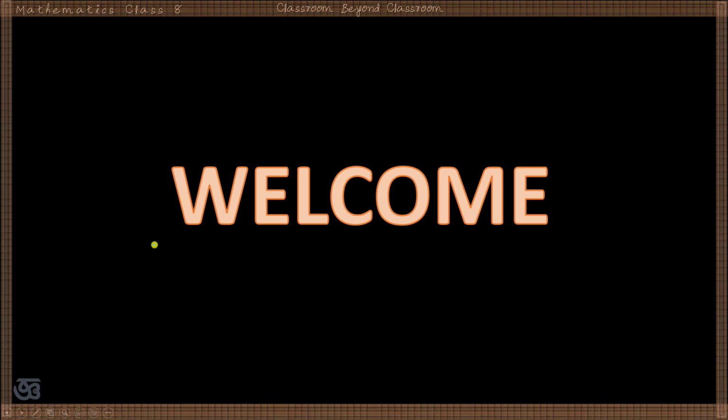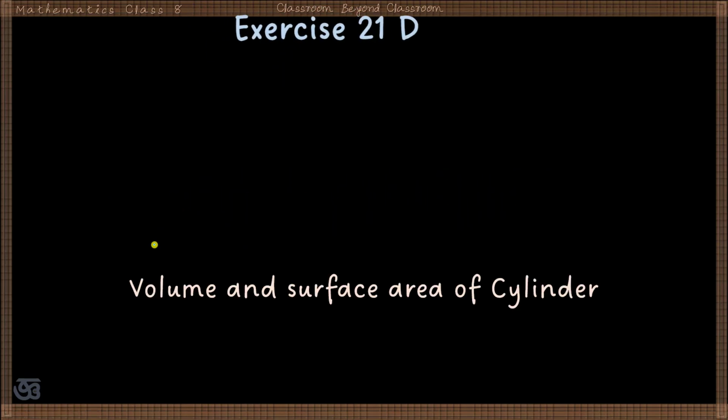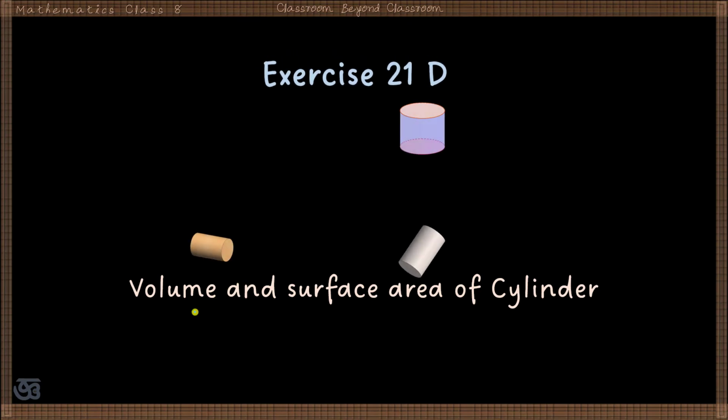Hello and welcome. Today we'll solve the problems from exercise 21D on volume and surface area of a cylinder. In one of my previous videos, we have discussed cylinders and polyhedra. A cylinder is not a polyhedron because it is not made up of polygonal faces.